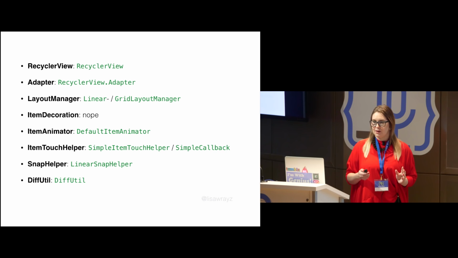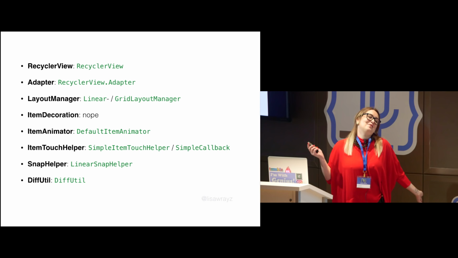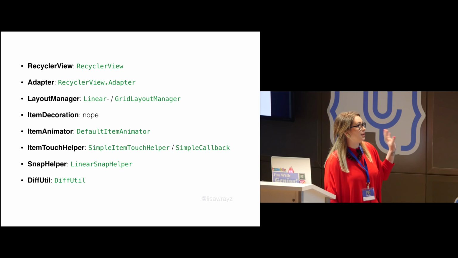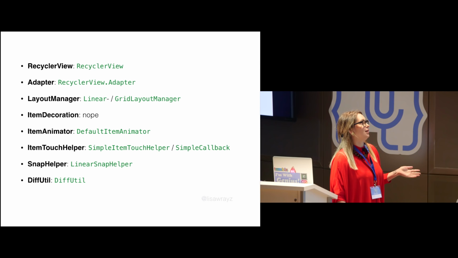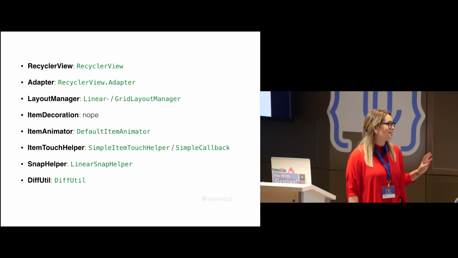So there are default implementations of a lot of these. It's kind of amazing to me that Google built a framework without an item click listener, but drag and drop is easy. But what do I know? But for the recycler view, that one's pretty standard. Adapter. For layout manager, the main ones everyone is going to use are either a linear layout manager or a grid layout manager. There's a default item animator. For item touch helper, there's a simple item touch helper with a simple callback. It's good when things are simple. For snap helper, the default implementation is a linear snap helper, which snaps to the center, and DiffUtil is just DiffUtil.